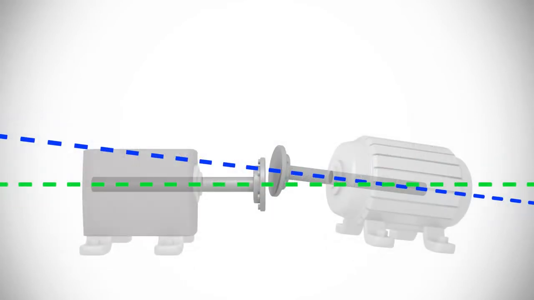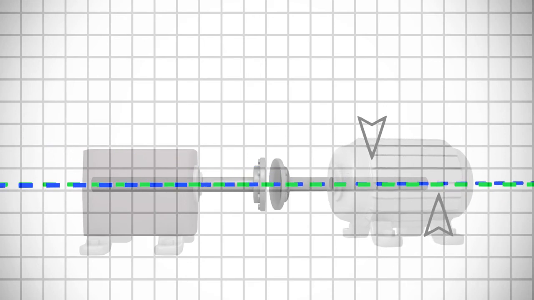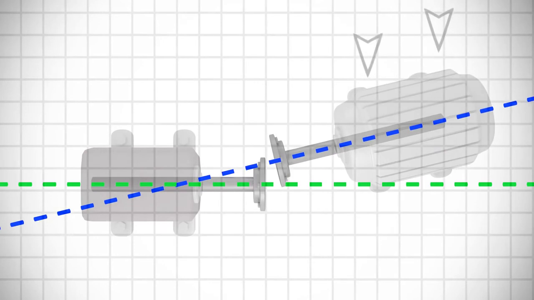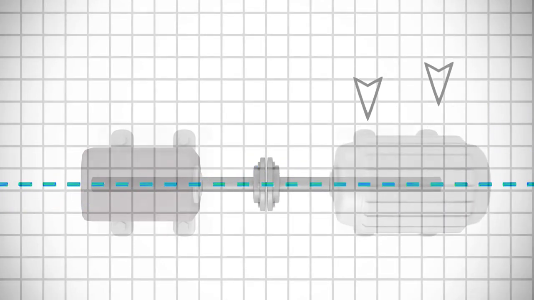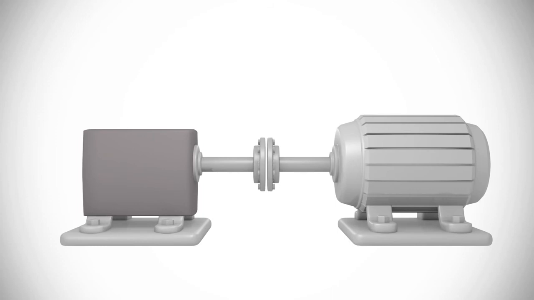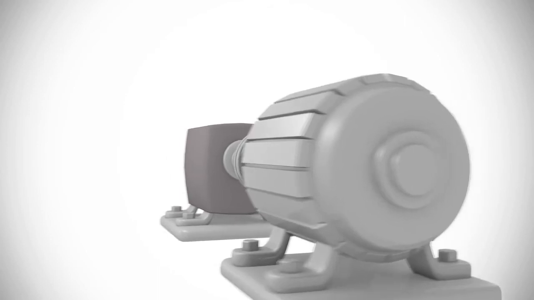Fortunately, we're able to adjust the relative position of the two shafts in these two dimensions. We can raise and lower the movable machine in the vertical plane, and we can move it side to side in the horizontal plane. If we get the shafts aligned in these two dimensions or planes, they will then be in tolerance and close to collinear.